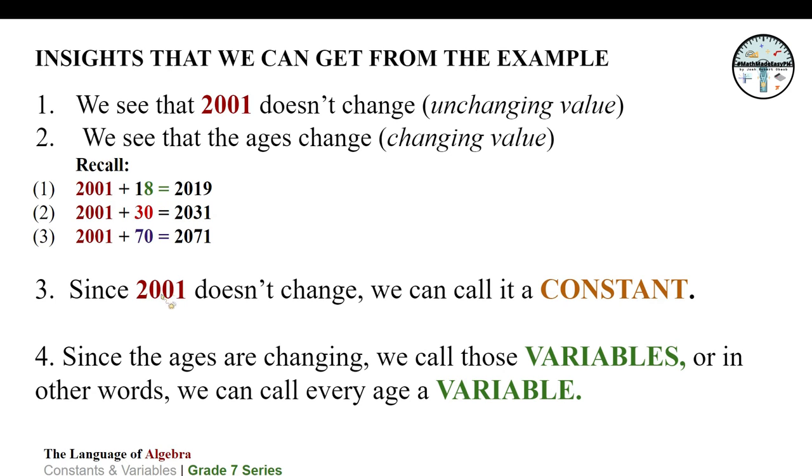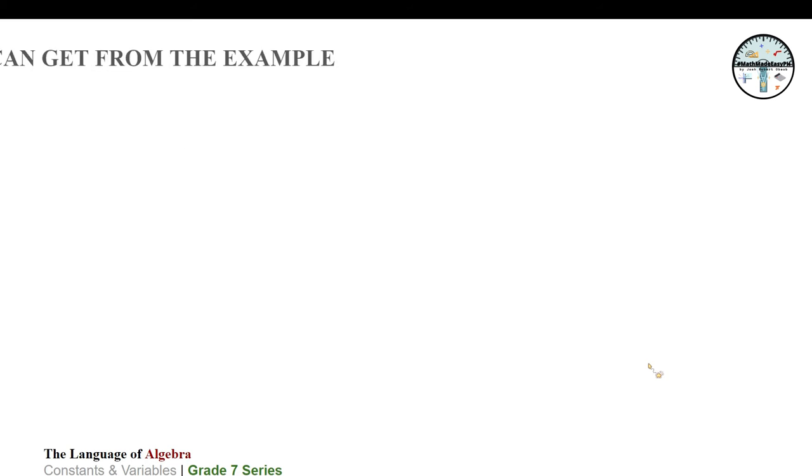Since 2001 doesn't change, we can call it a constant. Since the ages are changing, we can call those variables. So basically, what I've shown you is what a constant and a variable are. Since you know that, let's go to the definitions. Oh wait, there's one more thing here.